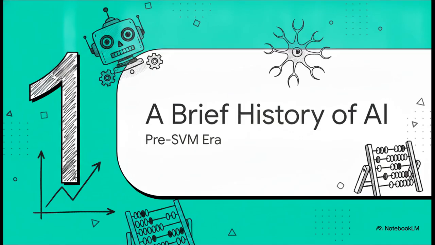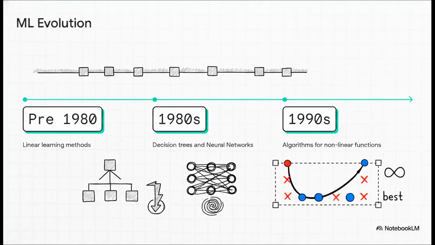To really appreciate why SVMs are such a game changer, we kind of need some context. So, Section 1, a brief history of AI. Prior to 1980, almost all machine learning methods were linear. Right? They had these really solid theoretical foundations, which is great, but they were pretty limited in what they could actually learn.